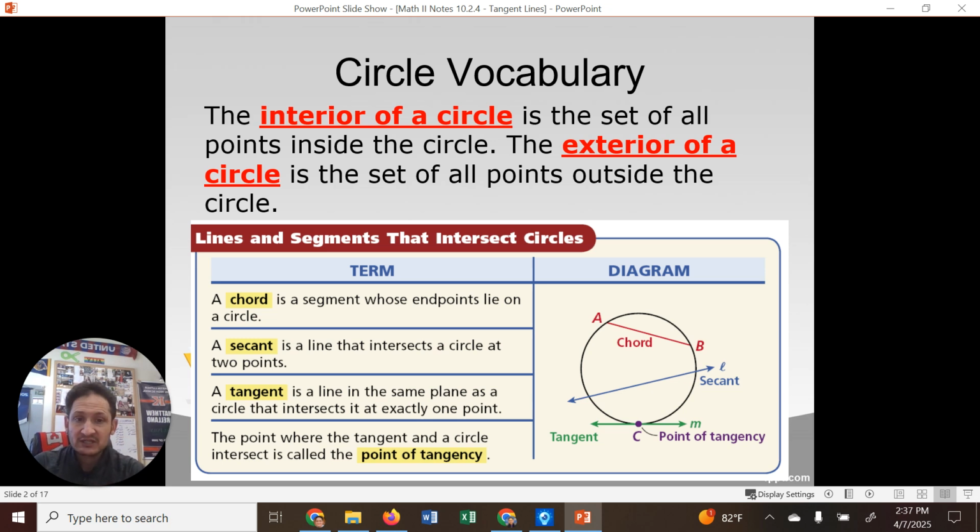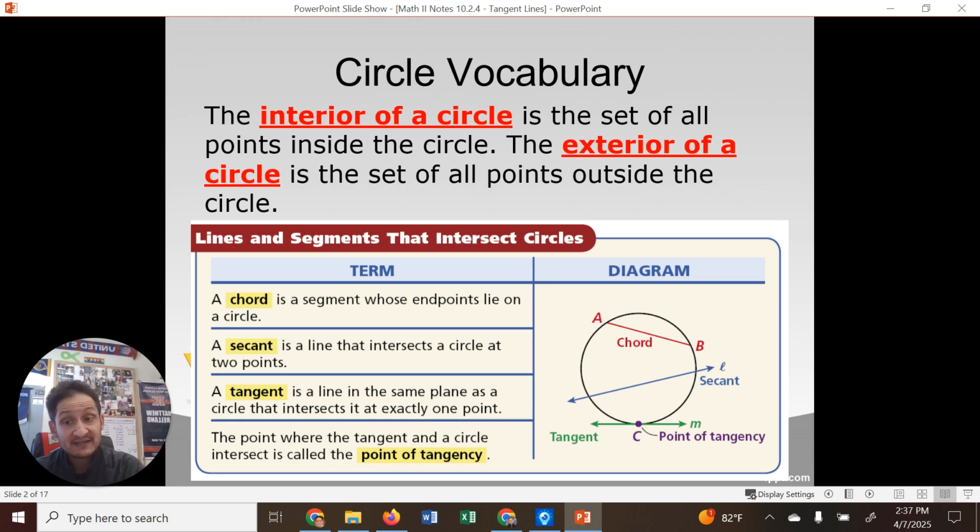That's a tangent line. A tangent line is a line that touches a circle, or really anything, but in our case a circle, at one spot and one spot only. And that spot is called the point of tangency. So we are going to focus specifically on the tangent part of that as we move forward today.